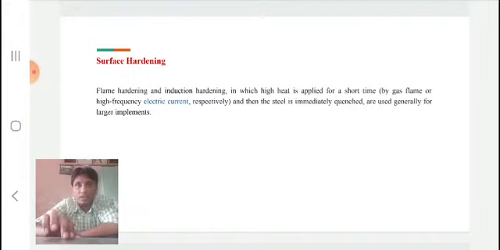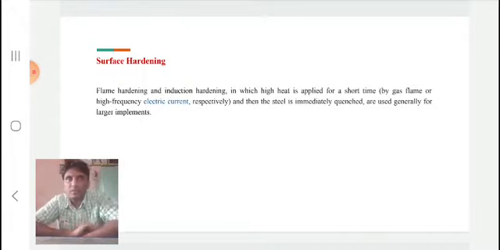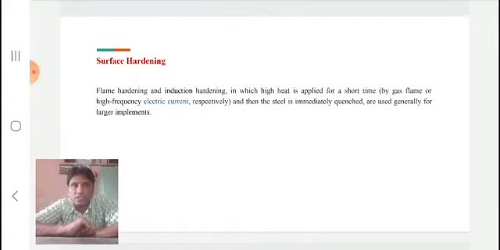In induction hardening, water cooled preformed copper coils in close proximity to the part surface have an AC electric current passed through them, generating an electromagnetic field that subsequently heats up the part surface using eddy currents. Temperatures up to 850 can be achieved.